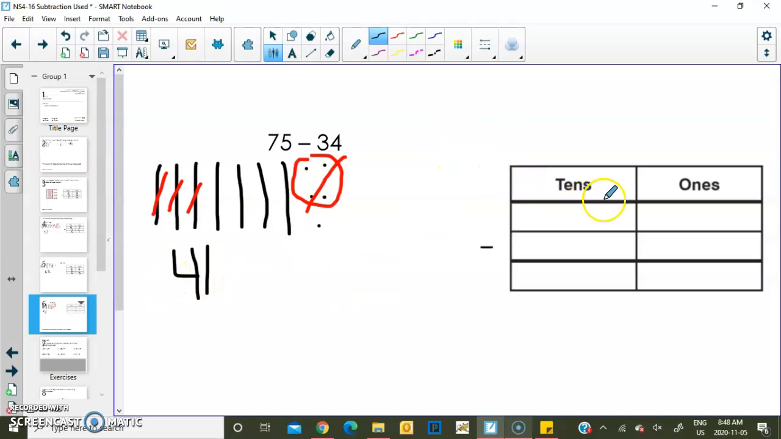Okay, let's use the table. So we're going to write 75 minus 34. Good. What is 5 ones minus 4 ones, grade 4? 1. Very good. What is 7 tens minus 3 tens equal to?